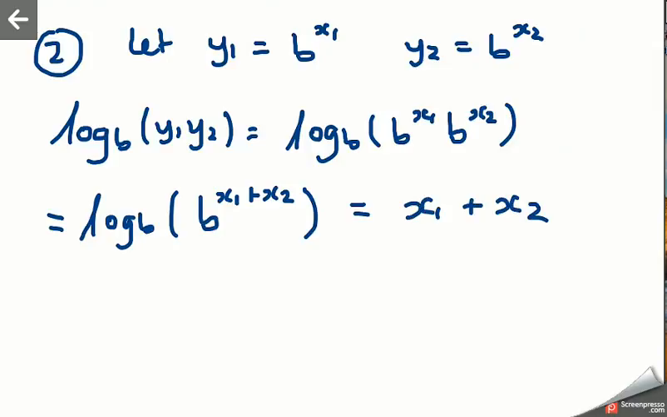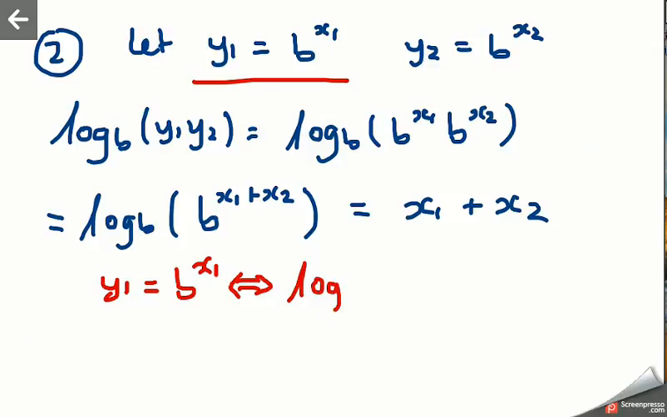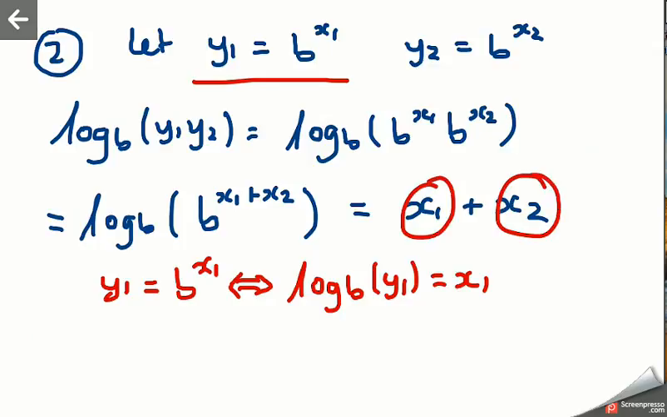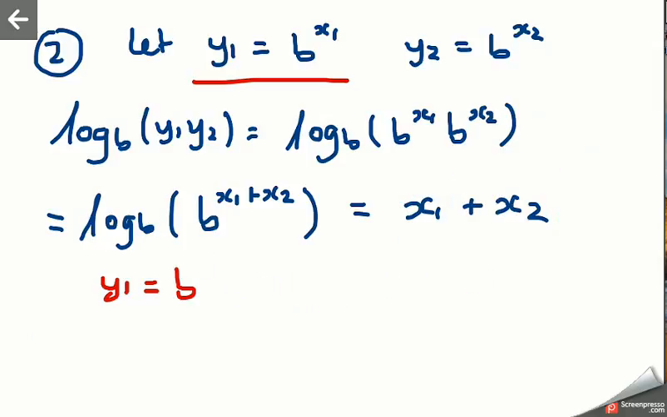And now remember from the previous slide that y1 equals b to the power of x1 if and only if log to the base b of y1 equals x1. In other words, this x1 here is log to the base b of y1, and this x2 here is log to the base b of y2. So that's what it's equal to.